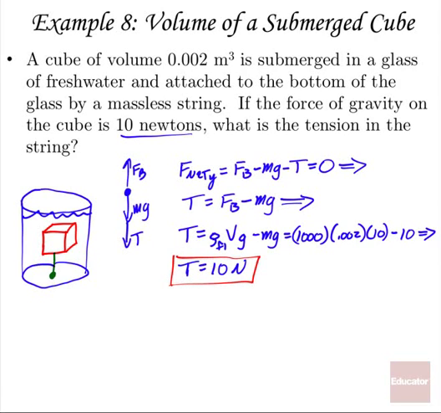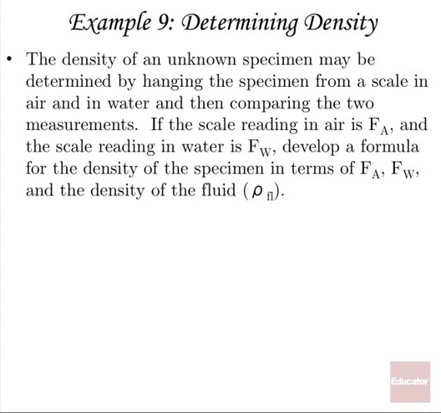Let's try one more practice problem here. Determining density. This one's a little bit more involved. The density of an unknown specimen may be determined by hanging the specimen from a scale in air and in water and then comparing the two measurements. If the scale reading in air we're going to call Fa and the scale reading in water is Fw, let's develop a formula for the density of the specimen in terms of the scale reading in air, in water, and the density of the fluid.